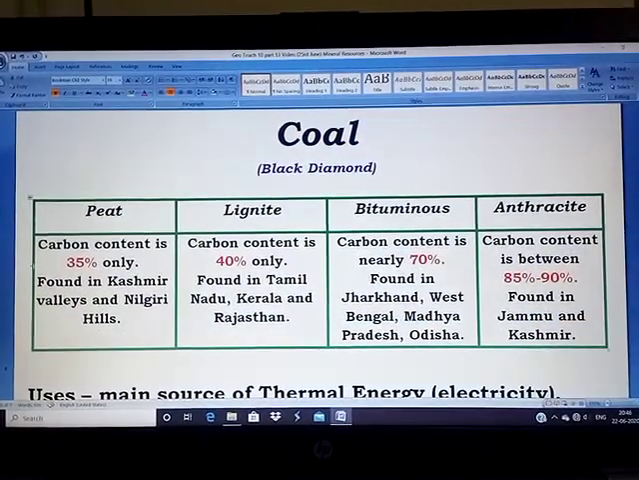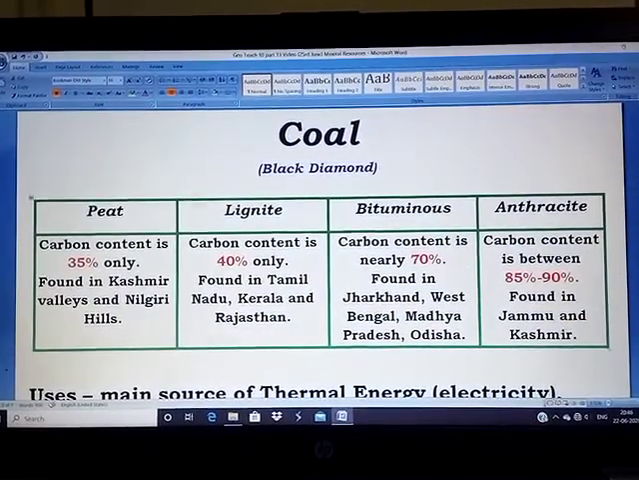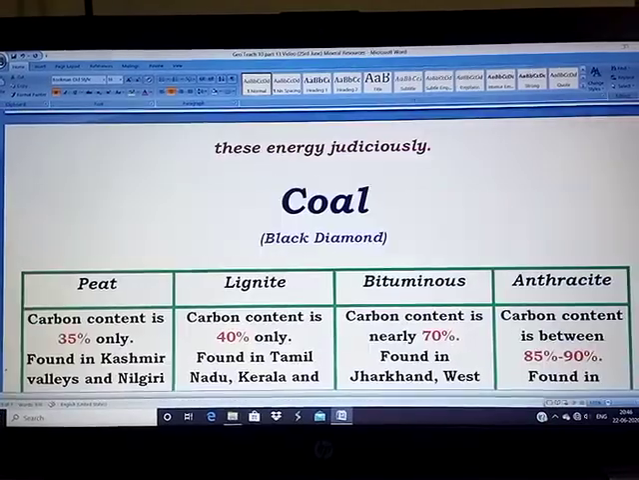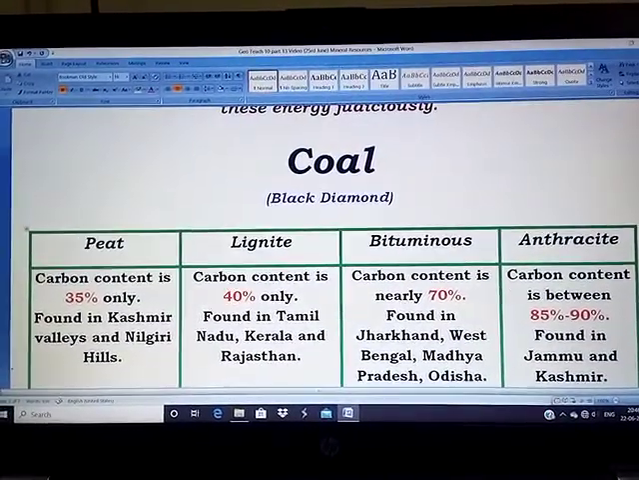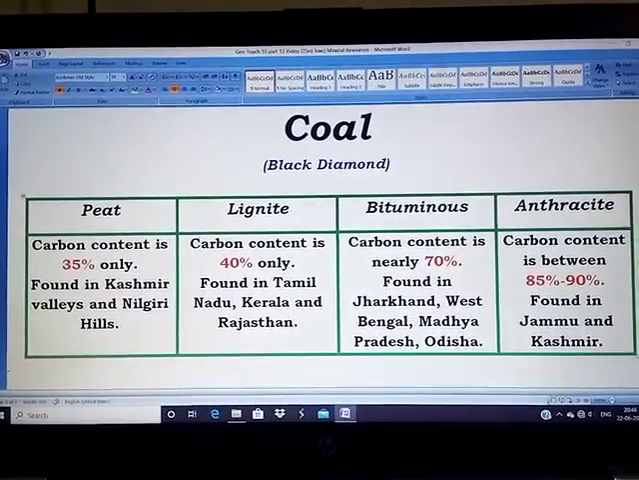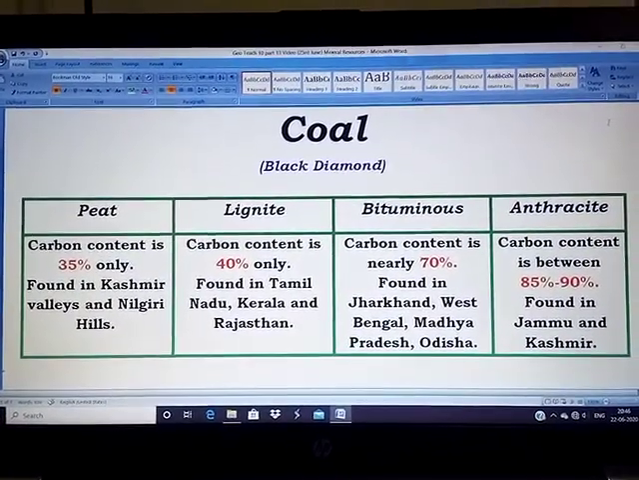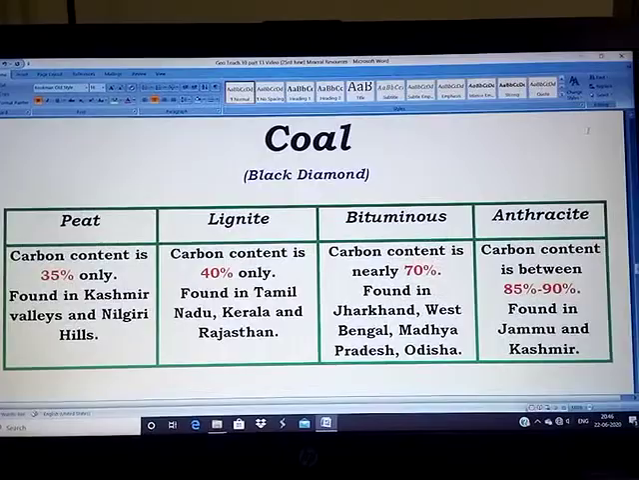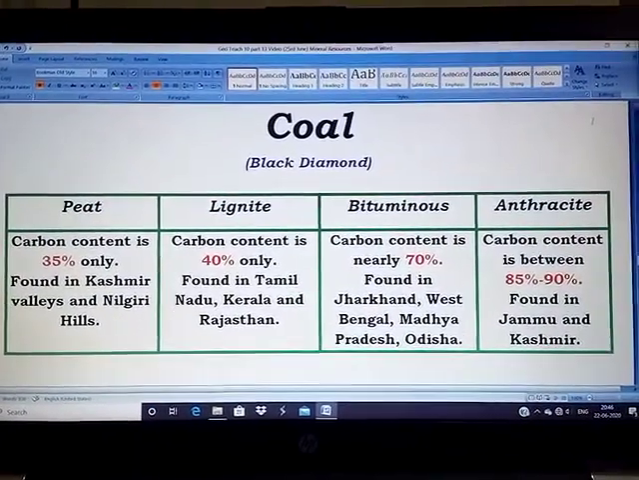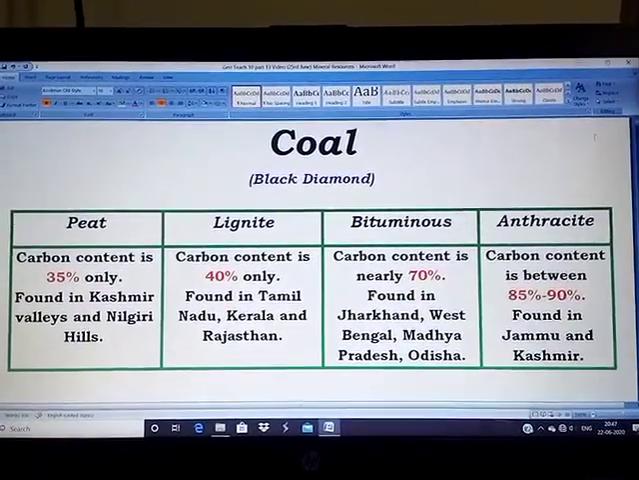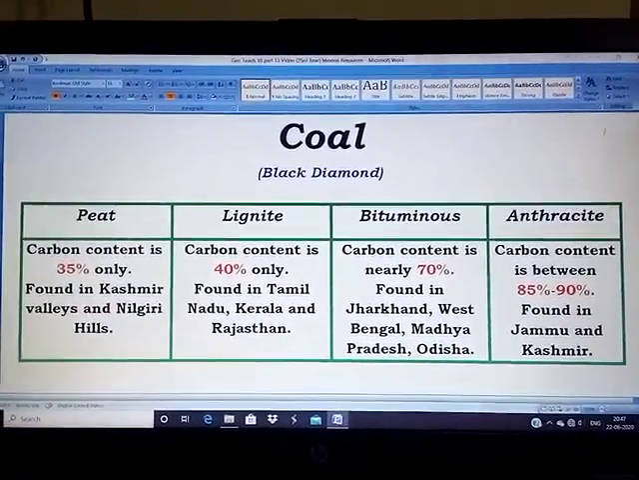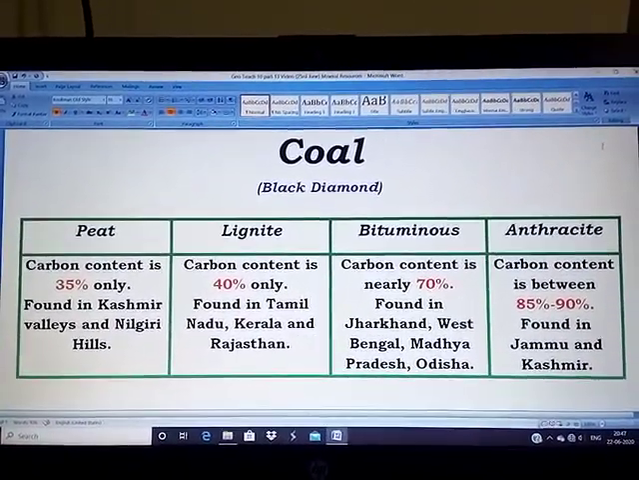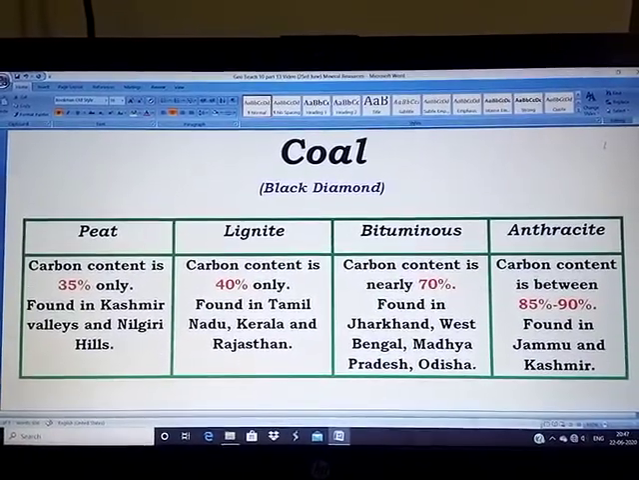The first important conventional mineral is coal. We know it is also known as black diamond. We are living in the coal field, so we are very familiar with this mineral.